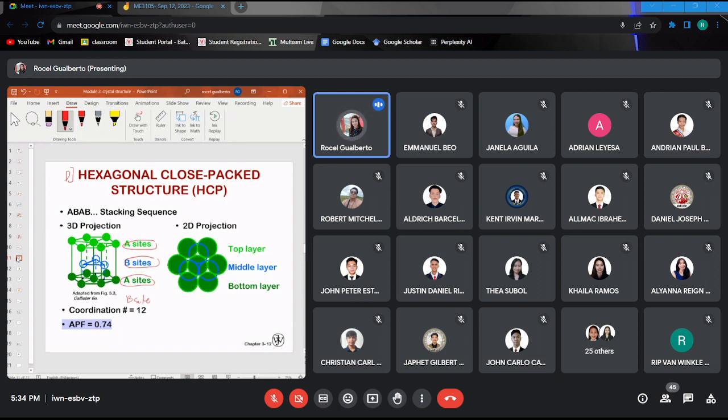Okay? So, ito po yung light na color na green po yung nandun. Tapos, yung dark naman po, ito po yung bottom layer. So, directly po, katapatan nung sa A side, nung nasa top layer. So, ganyan po yung arrangement niya.